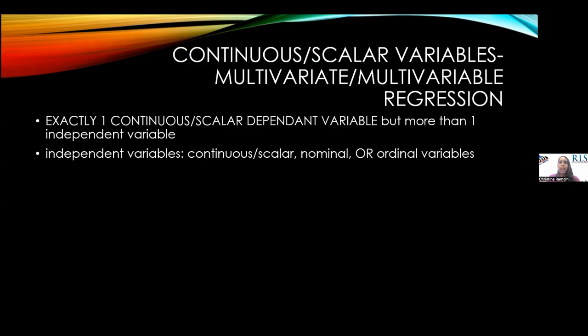So when you're doing a multivariate regression, which has a single dependent scalar or continuous variable, you can have many different types of independent variables, which can be continuous or scalar, like I was saying, temperature. It could be nominal, like color, or it could be ordinal. If Likert scale data applied there, you can have that as well.